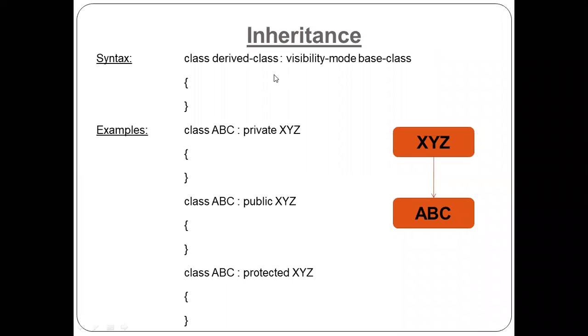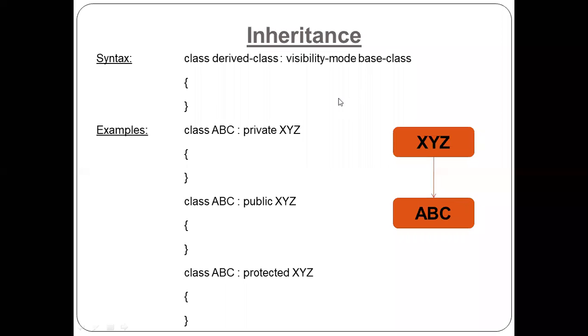So this is a syntactical form that you need to follow when you are going to have inheritance. First you need to have the class, then the derived class name, colon, visibility mode, and base class name. If you observe this diagram, it will be more clear. This is the base class, which here is XYZ, and from that I have an arrow coming to ABC. ABC is one more class and XYZ is another class. So we can say XYZ is my base class and ABC is my derived class.